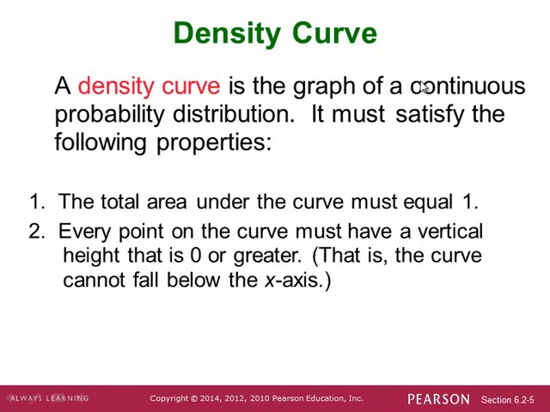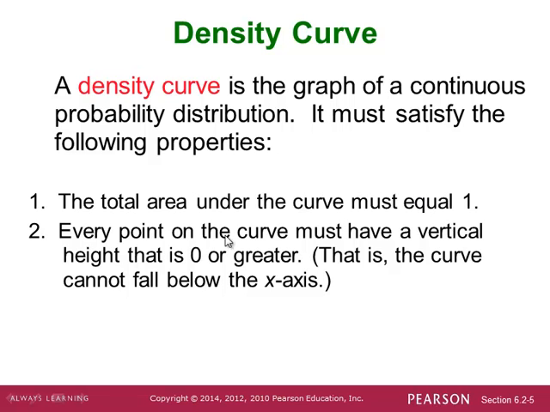A density curve is the graph of a continuous probability distribution, and it must satisfy these two properties. Number one, that the total area under the curve must be equal to 1. Why? Because for any probability distribution, the sum of the probabilities for the entire sample space must be equal to 1. That corresponds to the area under the curve being equal to 1. Because on the horizontal, you have the random variable values. And the interval or range of values for that random variable makes up the sample space.